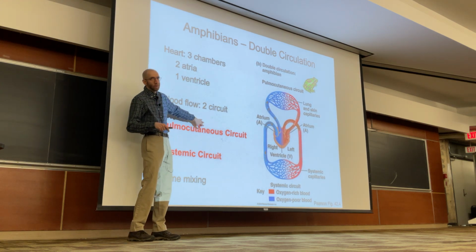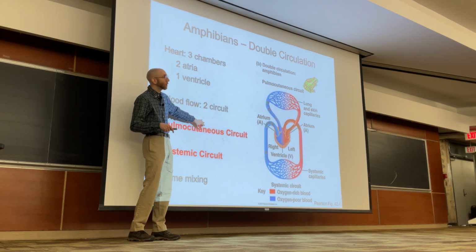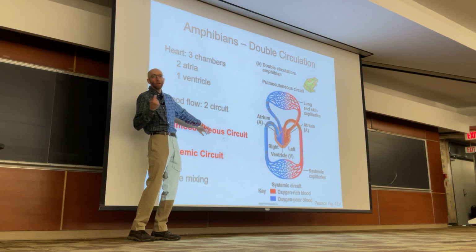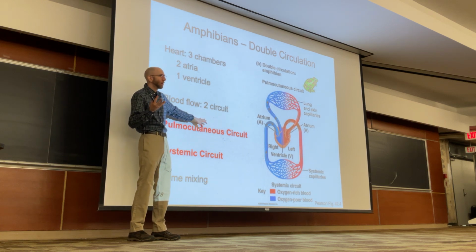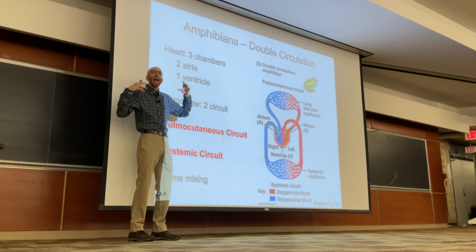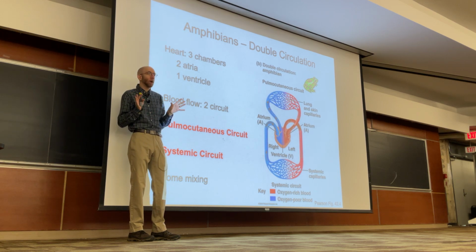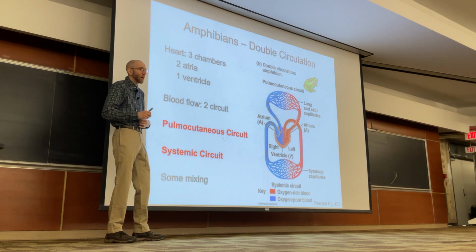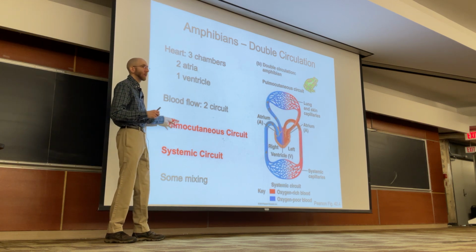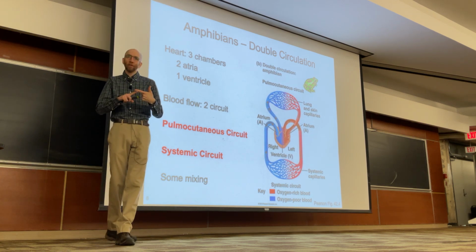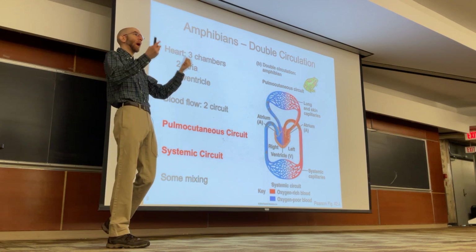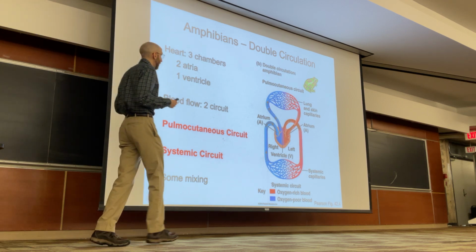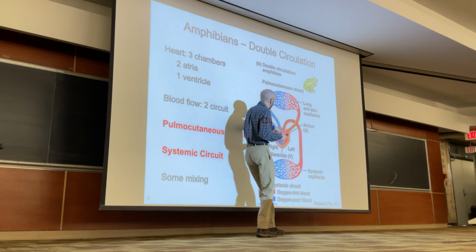Cutaneous, skin. Because how do amphibians do gas exchange? We talked about this last time, right? They use their skin and they use their lungs. Neither of them are super efficient, but combined they get enough gas exchange to survive. So you have one circuit that's going to lead to capillary beds associated with the skin and the lungs. That's where you're going to pick up your oxygen. And that's this loop right here. So this is your pulmocutaneous loop.